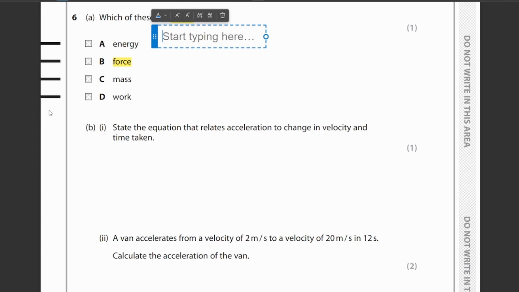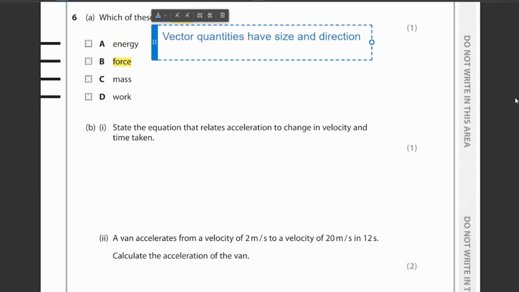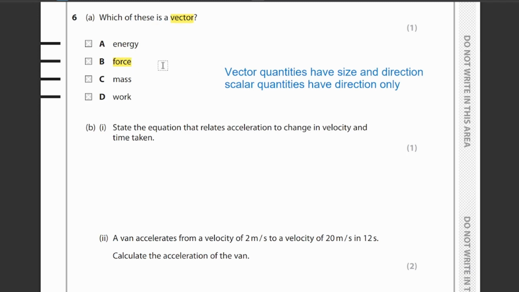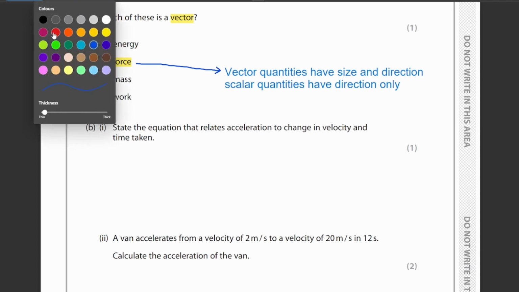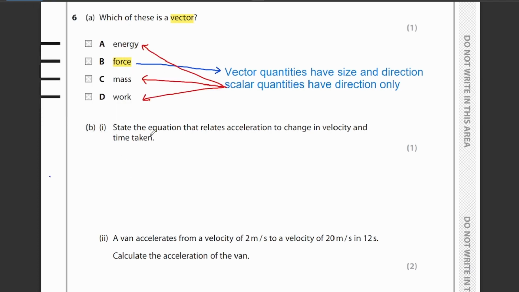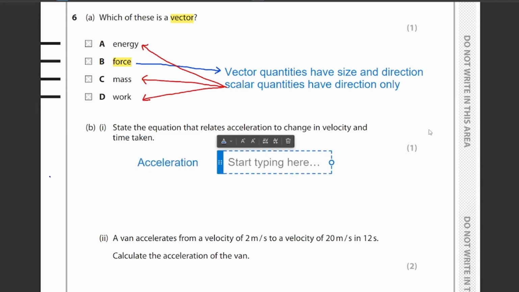Vector quantities have size and direction. Scalar quantities have size only. So vector quantity would be just the force. Energy, mass, and work are scalar quantities. Part B, state the equation that relates acceleration to change in velocity and time taken. So the equation that links acceleration, change in velocity, and time taken is acceleration equals change in velocity divided by time. Next question.